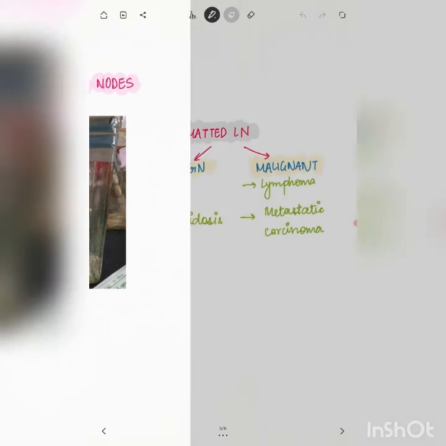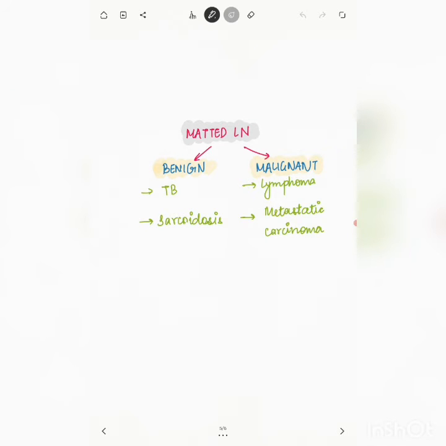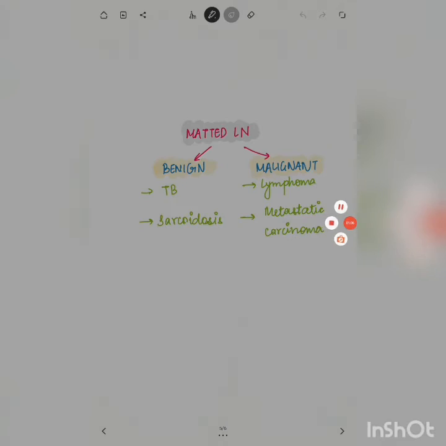So the other conditions in which matted lymph nodes can be seen can be divided into two categories, that is benign and malignant. The benign conditions in which matted lymph nodes can be seen are TB and sarcoidosis, and the malignant conditions are lymphoma and metastatic carcinoma.